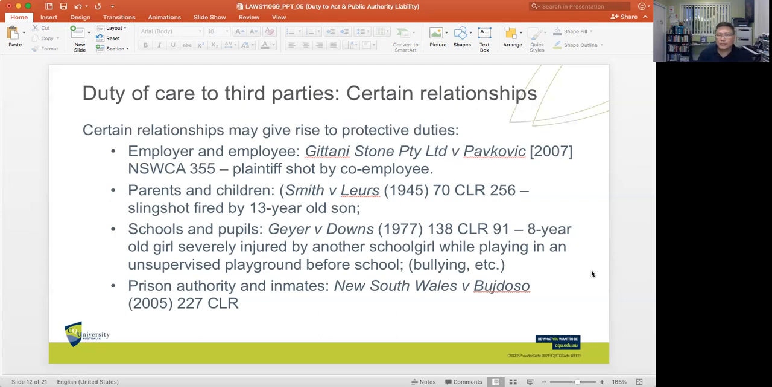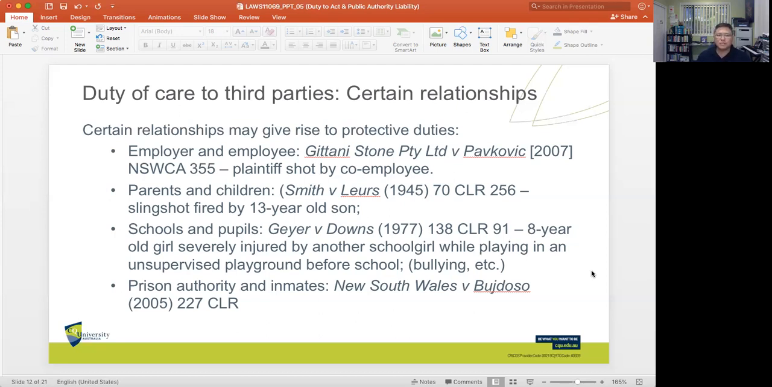The High Court has ruled that there is a duty of care on the part of schools and teachers in relation to their pupils, so that if harm is caused to one pupil by another, even if the school itself was not directly responsible for the harm, it can still be held liable because it has a duty of care to third parties. The same is true of bullying behavior in schools. If a school fails to stop the bullying, and as a result that leads to harm to a student, the school can be held liable.